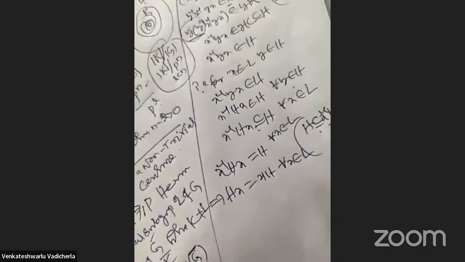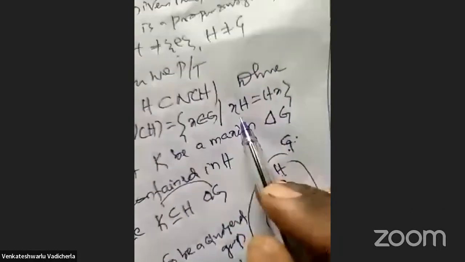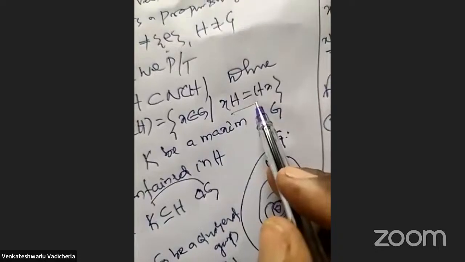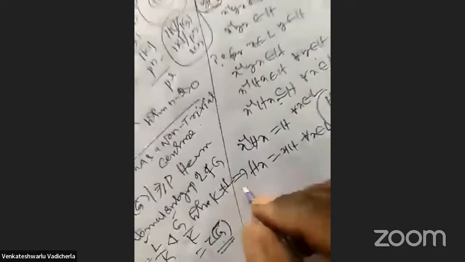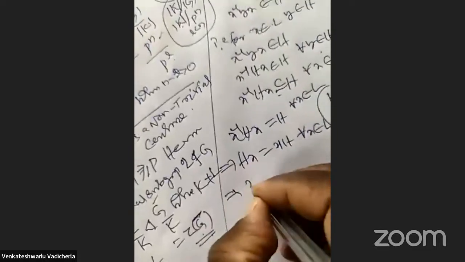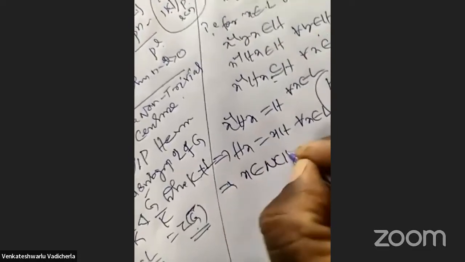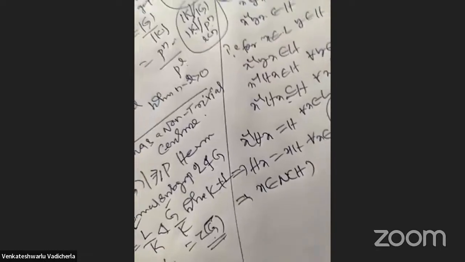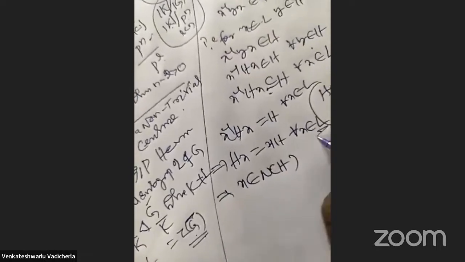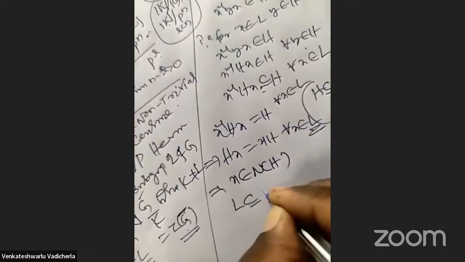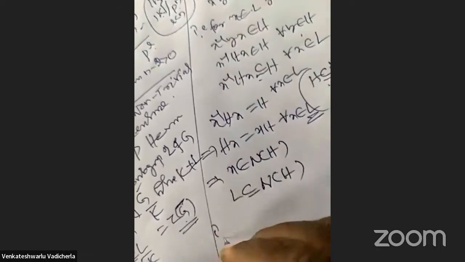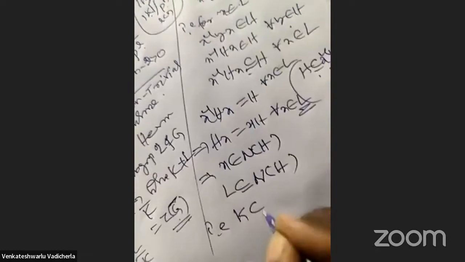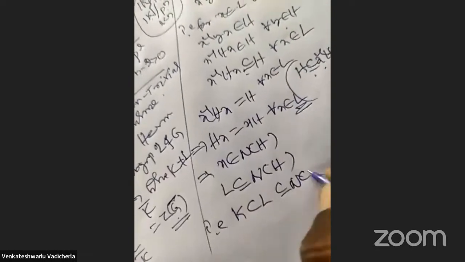So okay. Next, what happened? This is a property. What is N of H? xH is equal to Hx. So x belongs to N of H by definition. What is this x? L. This is L a subset or equal to N of H. So that is, L means K. K is a subset of L, a subset or equal to N of H.